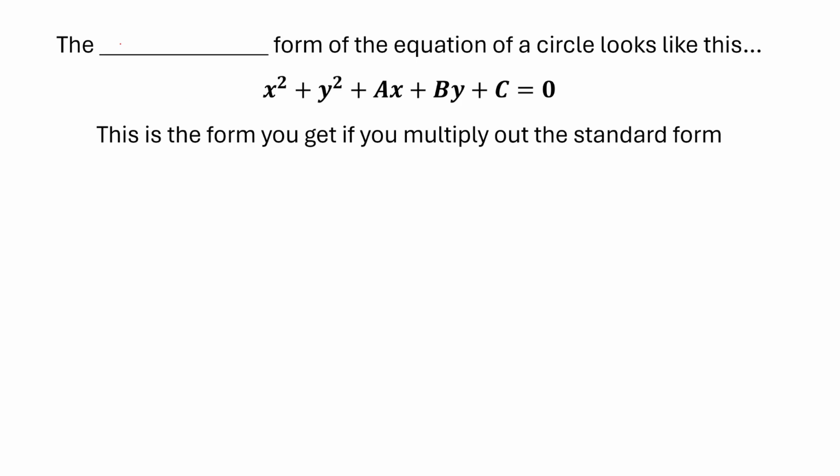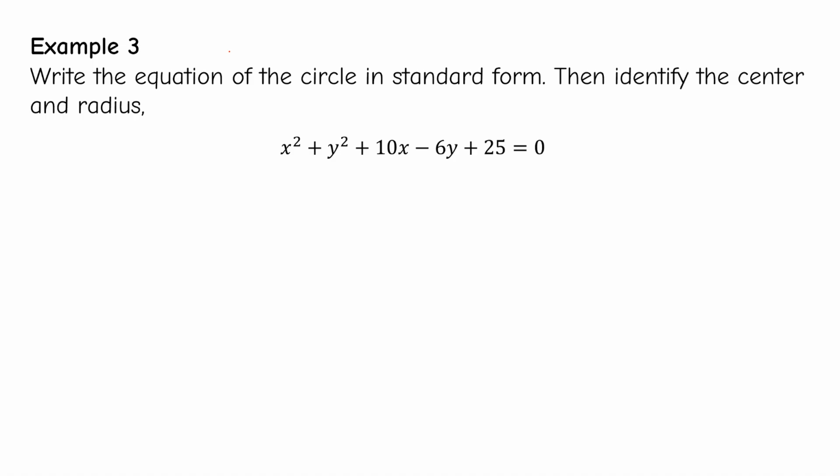So the general form of the equation of a circle looks like this, and it's basically just what you get when you multiply out the standard form. When you square those binomials and you just square everything out, this is what you get. So write the equation of the circle in standard form, then identify the center and radius. So you can see this is in the general form. They want you to write it in the standard form. Well, how are you going to do that?